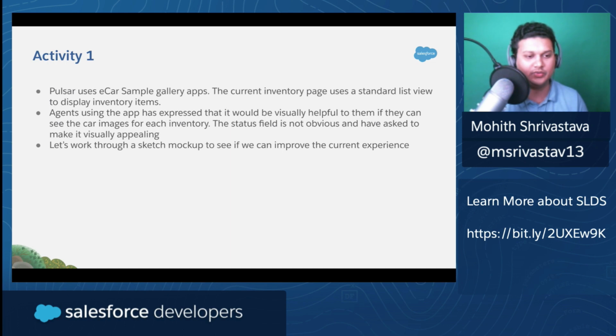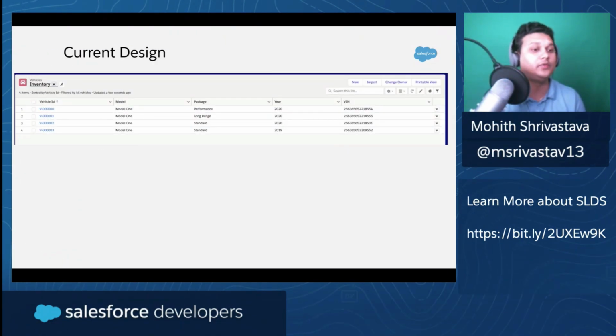But let's say the agents using this have expressed that it would be visually helpful to them if they can see the car images for each inventory. For them, the status field is not obvious, and they've asked us to make it visually appealing. So let's work through a Sketch mockup to see how we can improve the current experience. Okay, so we're gonna design. Now this is where the out-of-box thing can be improved with a custom component. So let's design a custom component which, instead of showing this in a list format like this, is gonna show us in a different format that will be a much better experience than what we currently have.